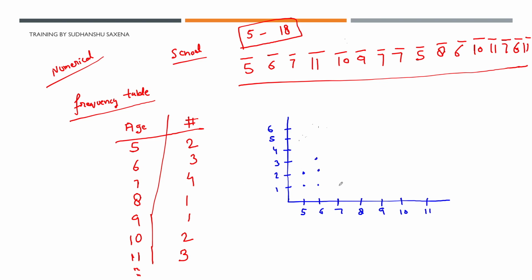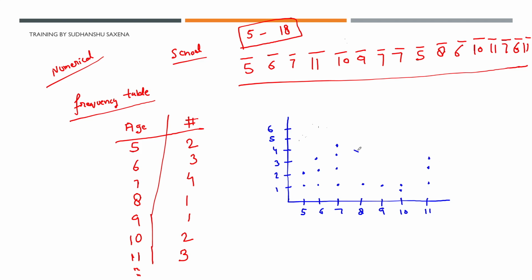And then for 7, we have 4: 1, 2, 3, and 4. And then we have 8, only 1, 9, only 1, and 10, we have 2. Let's keep it this way, 2 over here, and for 11 we have 3. So 1, 2, and 3.